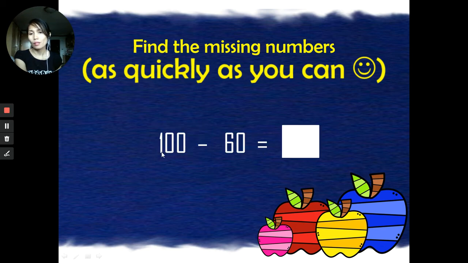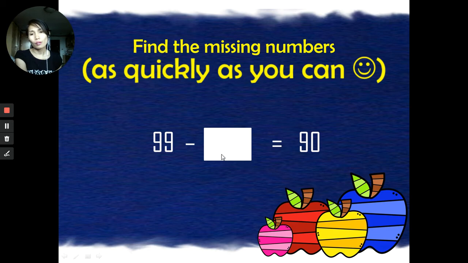How about this? We're looking for a smaller number, right? So we minus 100 minus 60 equals 40. How about here? 99 minus blank equals 90. 90 should be the greatest. I mean, the smallest.